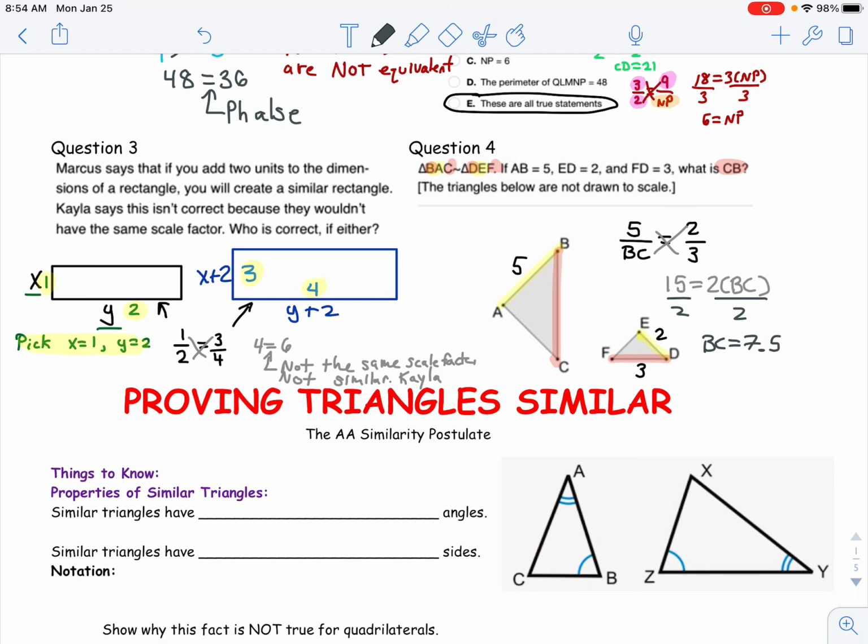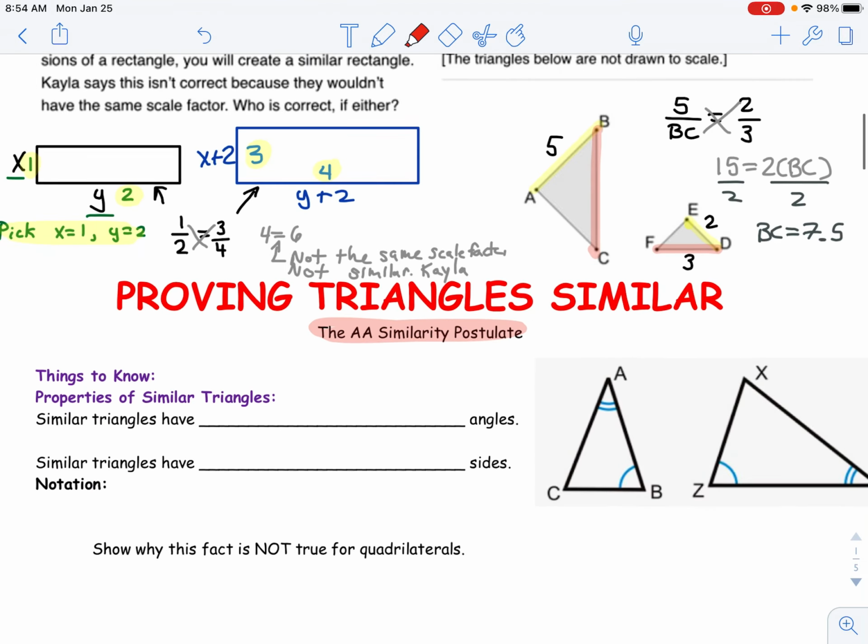Review from yesterday. All right, so we're going to start proving triangles are similar. Kind of like what we did with triangle congruency. What's the bare minimum of information I need to prove two triangles are congruent? We're going to do the same thing with similarity. And the first thing we're going to be investigating is the angles. All right, things to know.